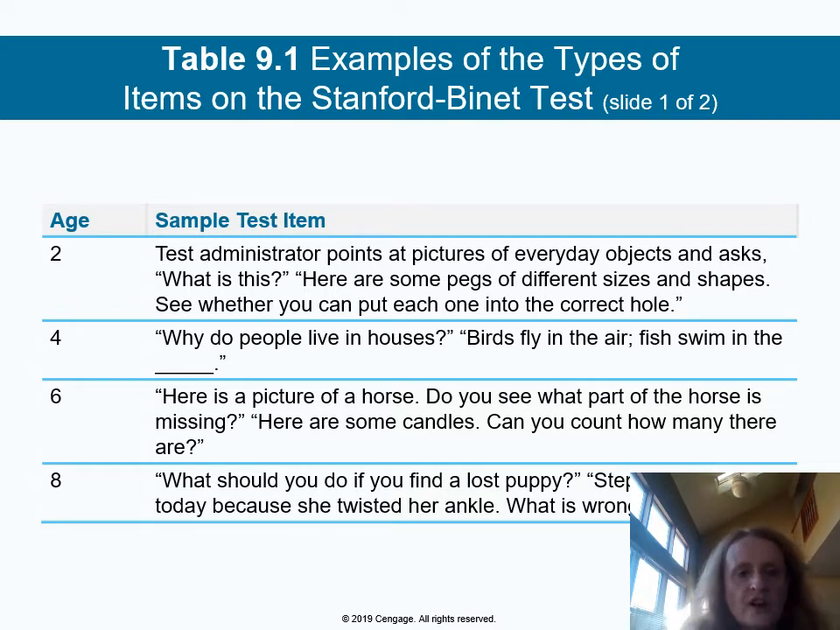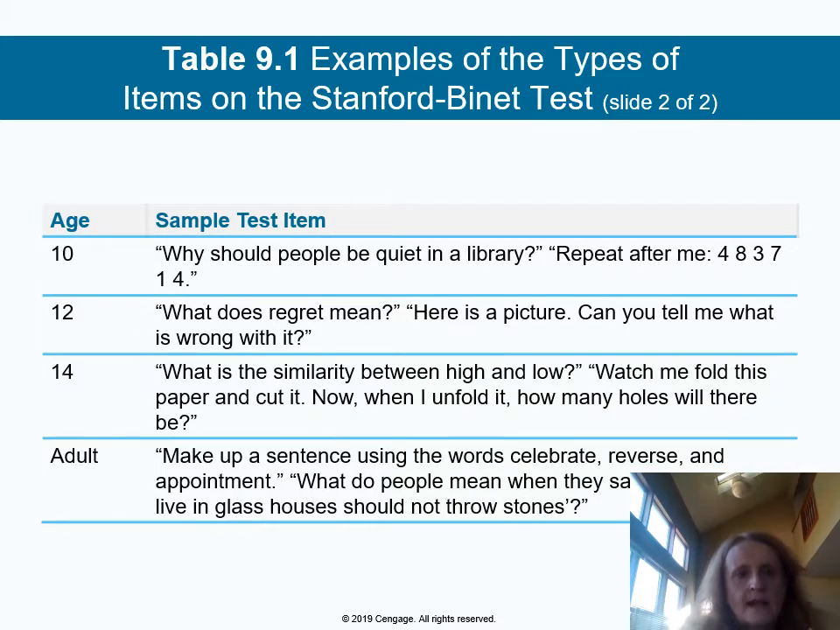So those are various types of questions that could be asked between ages 2 through 8. Going on with the Stanford-Binet test gives further examples of the types of items that could be asked as the subject matures. At age 10, questions such as, why should people be quiet in a library? Repeat after me, 483714. Age 12, what does regret mean? Or here's a picture, can you tell me what's wrong with it?